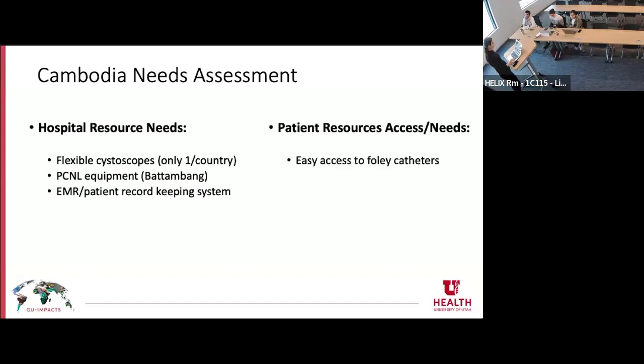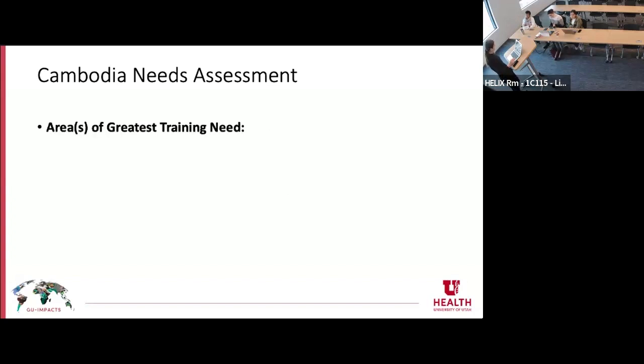In terms of patient resources, patients do have easy access to Foley catheters. Similar to Rwanda, they basically have no access to straight catheters. And they do have access to things like urostomy bags, though they are difficult and expensive to access, but they are available in the country.